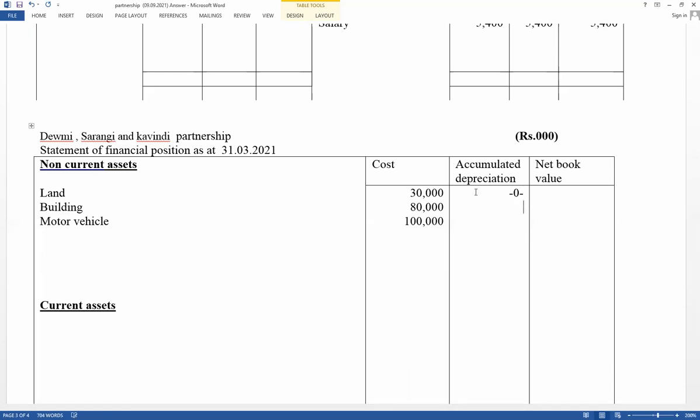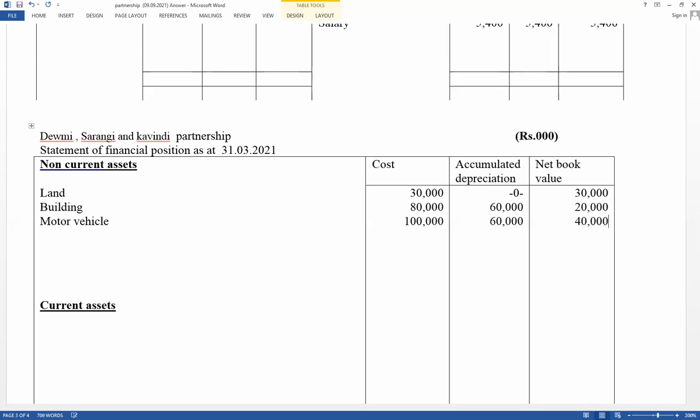Accumulated depreciation is 0. But for the building, think about opening balance 52,000, annual depreciation 8,000. Therefore, closing balance equals 60,000. Motor vehicle also has opening balance 40,000, annual depreciation 20,000. Therefore, closing balance equals 60,000. Then cost minus accumulated depreciation, net book value also can be calculated.